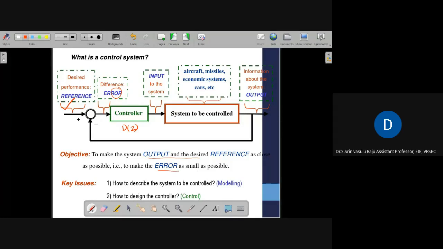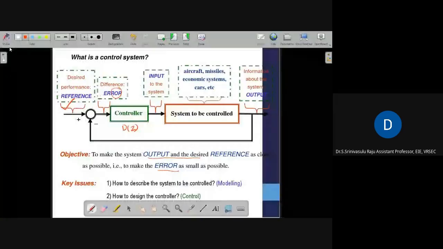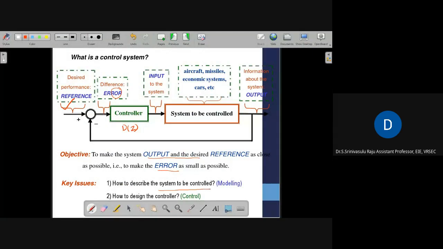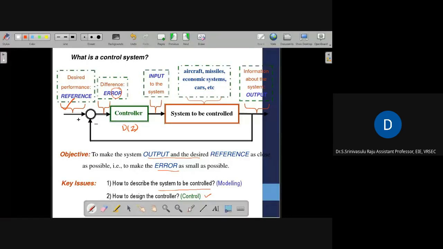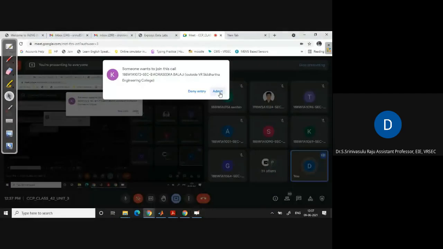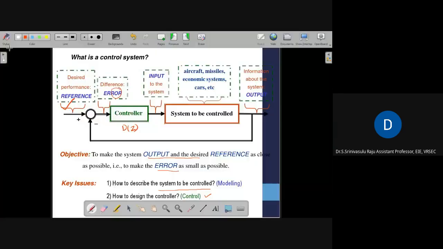So desired performance: our objective is that the output should track the reference input and the error becomes as small as possible. So what are the key issues? Practical implementation. We are now seeing the practical implementation of these algorithms. So how to describe the system to be controlled, and then how to design a controller. That means first, modeling of the process. You need to know the entire knowledge about the process via mathematical modeling. If you know the exact mathematical model of any process, then you can easily describe the system transfer function either in time domain, continuous domain or discrete domain.